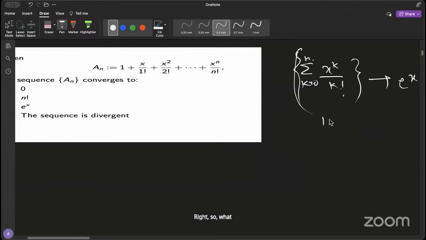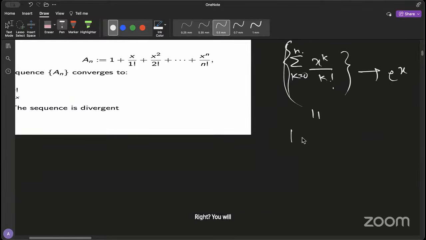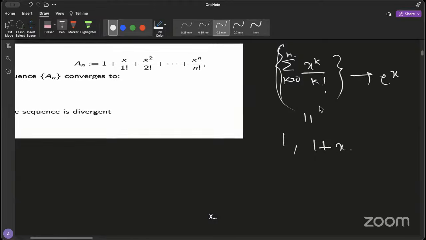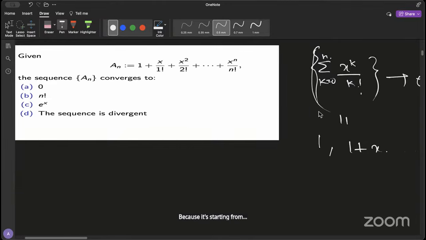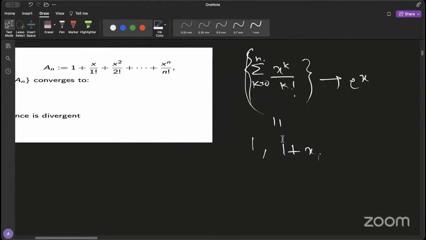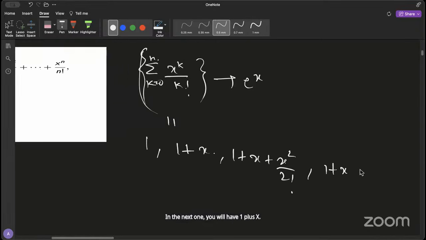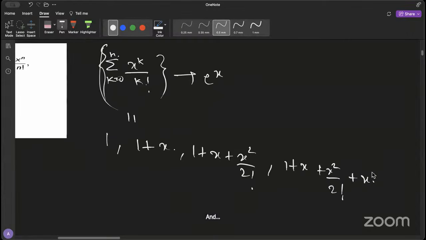So this thing is exactly this, right? You will have 1, then you will have 1 plus x, because it's starting from 0, so you will have x to the power 0 by 0 factorial, that's 1. Then you will have x to the power 1. In the next one, you will have 1 plus x plus x square by 2 factorial. In the next one, you will have x cubed by 3 factorial, and it keeps going on.